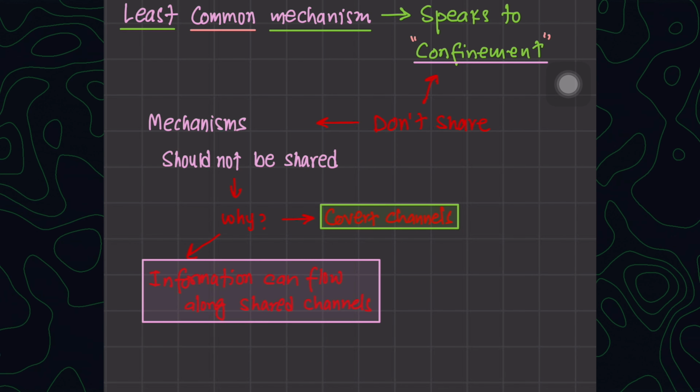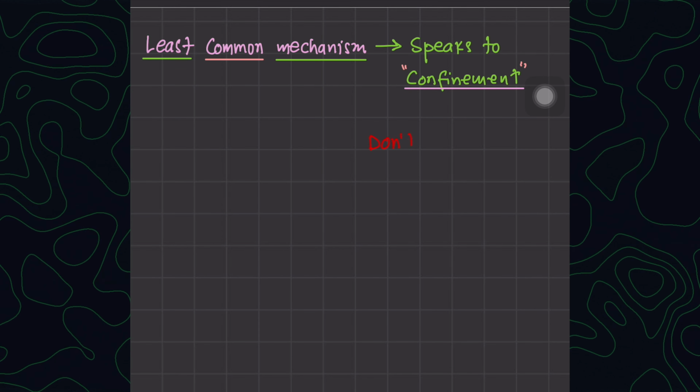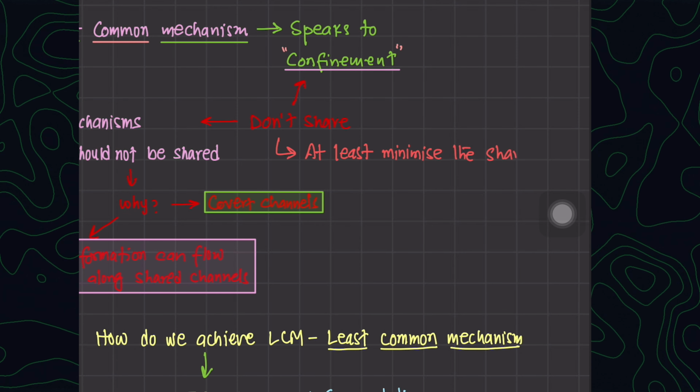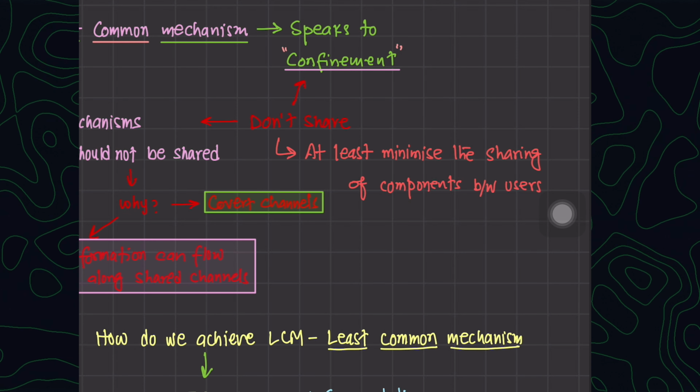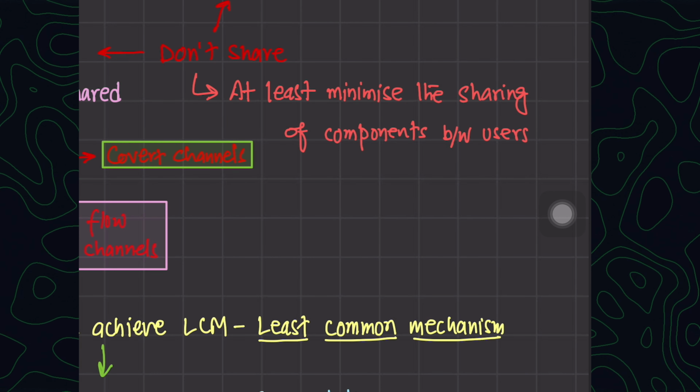Least common mechanism focuses on not sharing the common component, and if we can't stop sharing the common component, at least we should minimize the sharing of components between users. We should be aware of transitive trust, right?